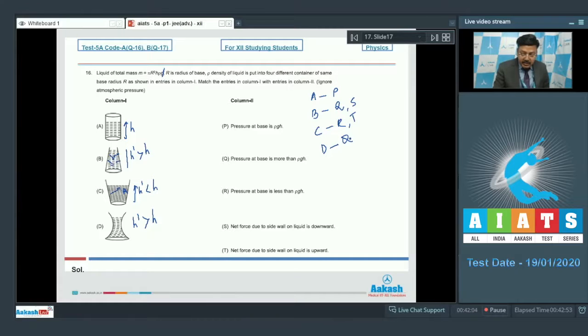So D, Q matches. And if we look at force by side wall on the liquid, on this portion it is upward, but on this portion it is downward, right?